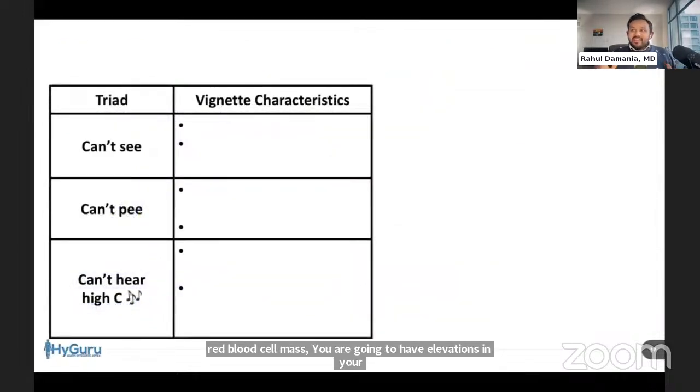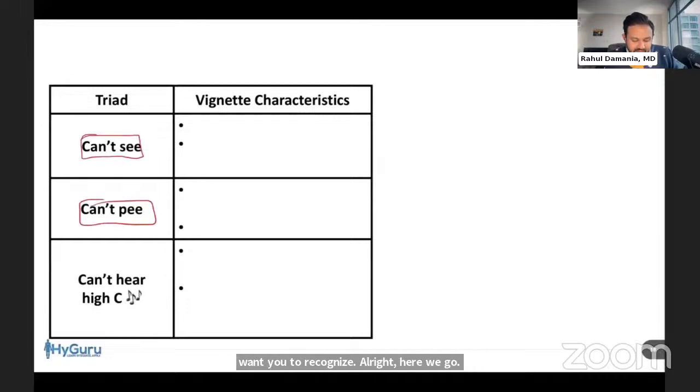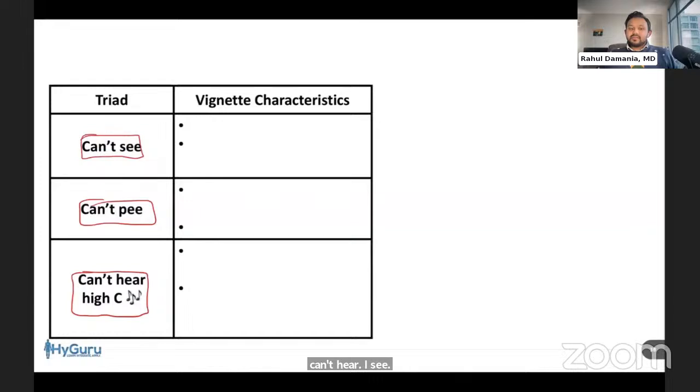All right, here is going to be another triad that I want you to recognize. All right, here we go. Which is the diagnosis if I say can't see, can't pee, can't hear high C? What do you think is the diagnosis here? All right. Very good. A lot of different answers.